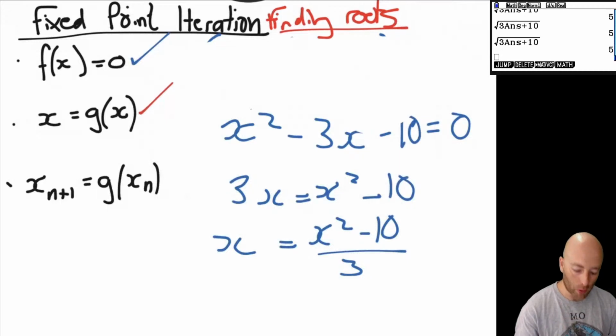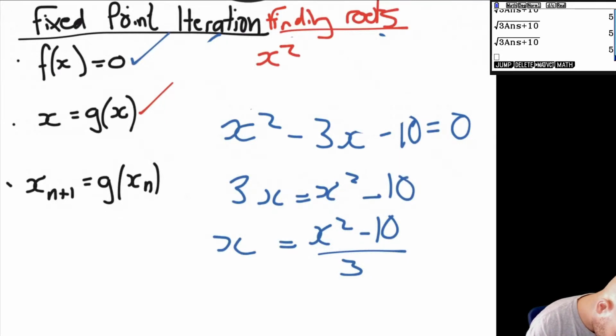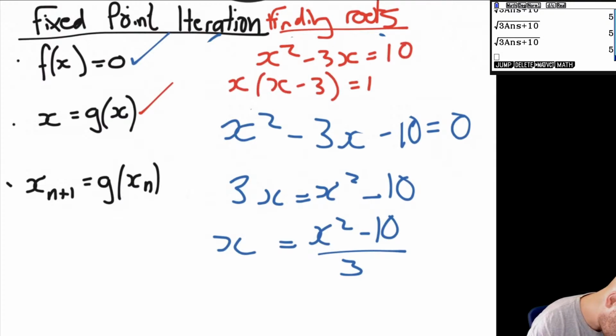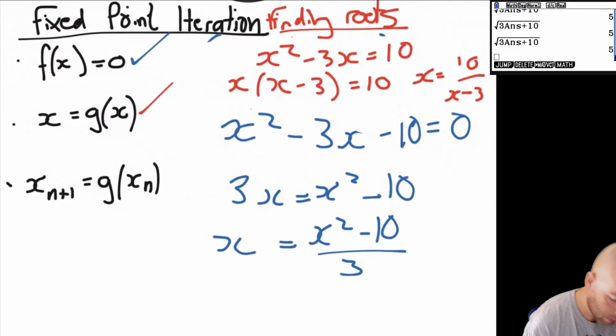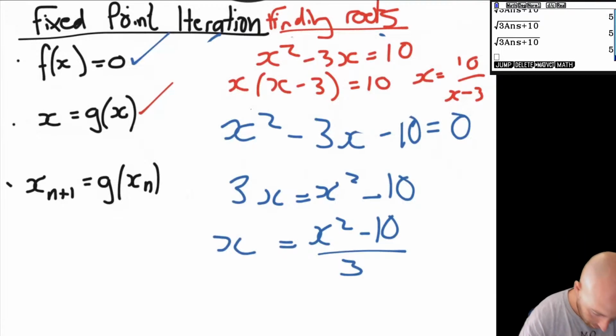There was one other way, which is often a bit harder, which is factorizing. So we could say x squared minus 3x equals 10. x(x minus 3) equals 10. So x equals 10 over (x minus 3). So those are the last two ways that you can rearrange this one.